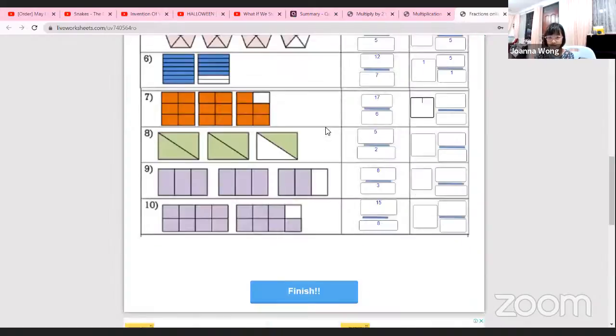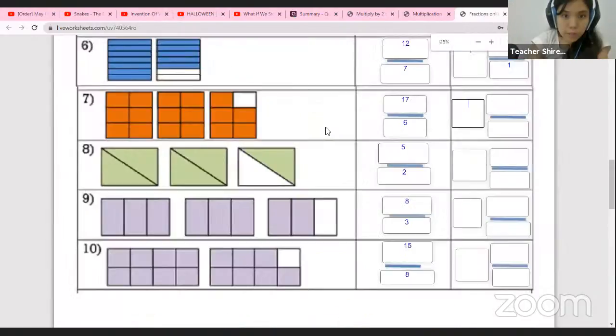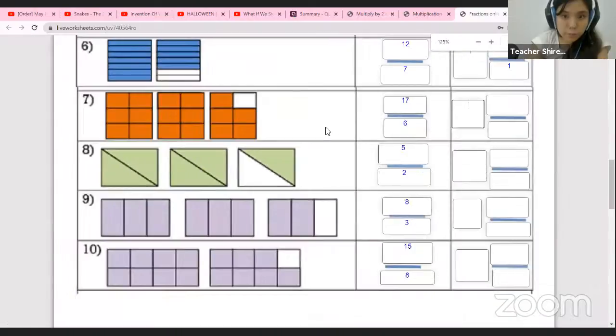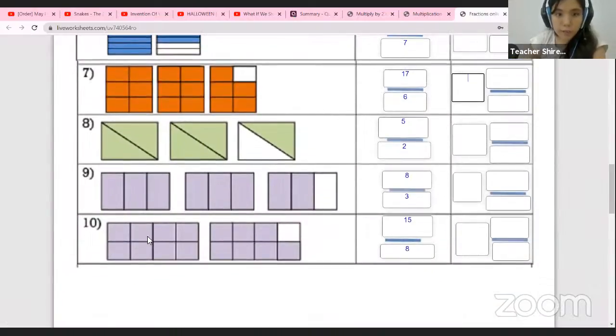Okay, so let us go through the blocking part. Basically, tomorrow I'll go more in depth about converting the improper fraction, but let's just do this simple one first. So this is one whole piece, so you just write 1. This is not one whole piece, so you just do a normal fraction. 1, 2, 3, 4, 5.